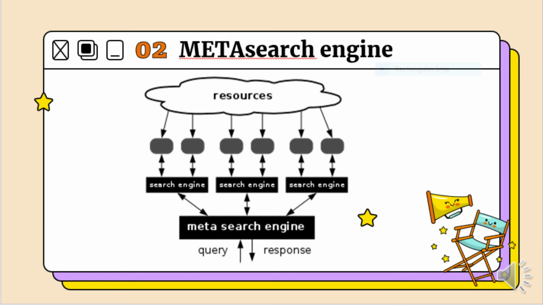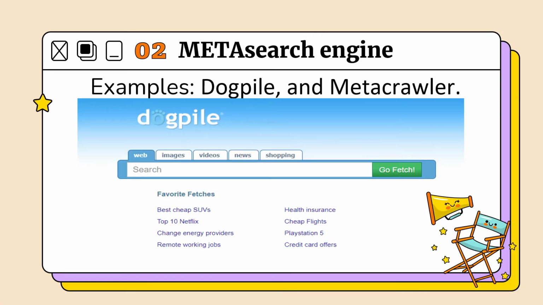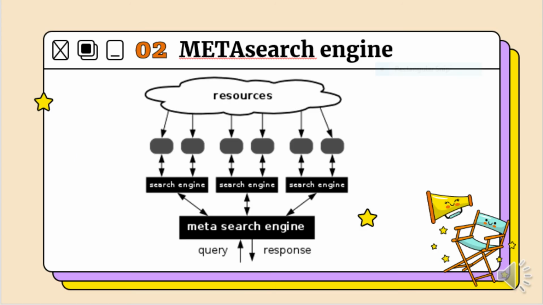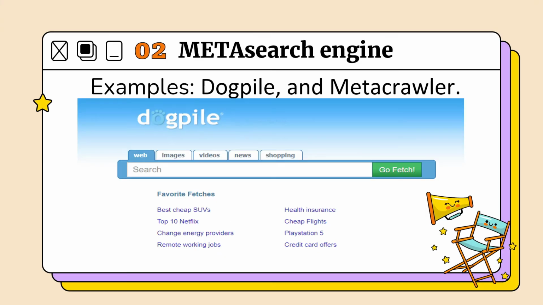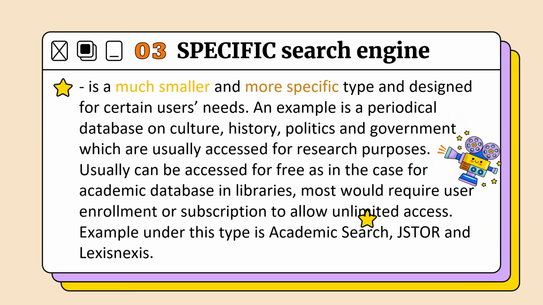Meaning, for example, we use Metacrawler, or let's say Dogpile, to search for a cookie recipe. Technically, the Metacrawler uses, let's say, Google for the cookie recipe, and the information it gets from Google is the information provided to you or to us. Kumbaga sa trading system, siya yung middleman. Did you get it? Okay, now let's move on to the third type, the specific search engine.